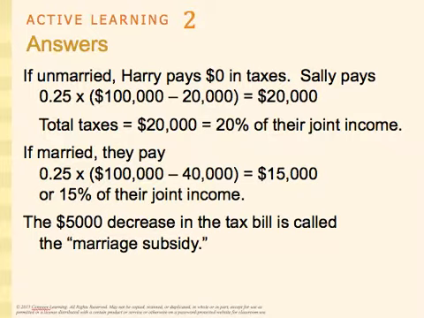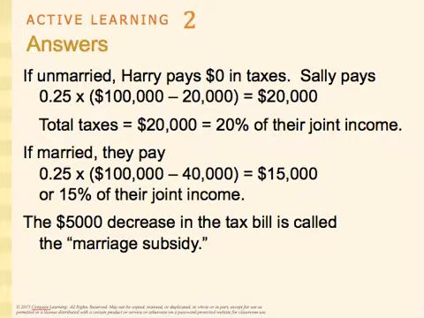If married, they pay 0.25 times the $100,000 minus the $40,000 marriage credit. You get the $40,000 exemption if they're married. That equals $15,000, 15% of the joint income. So the $5,000 decrease in the tax bill is called a marriage subsidy. So in all these hypothetical tax situations, it all depends on the policy design. And if the policy is designed to reward those who are single, those who are married pay what's called a marriage penalty, a marriage tax.